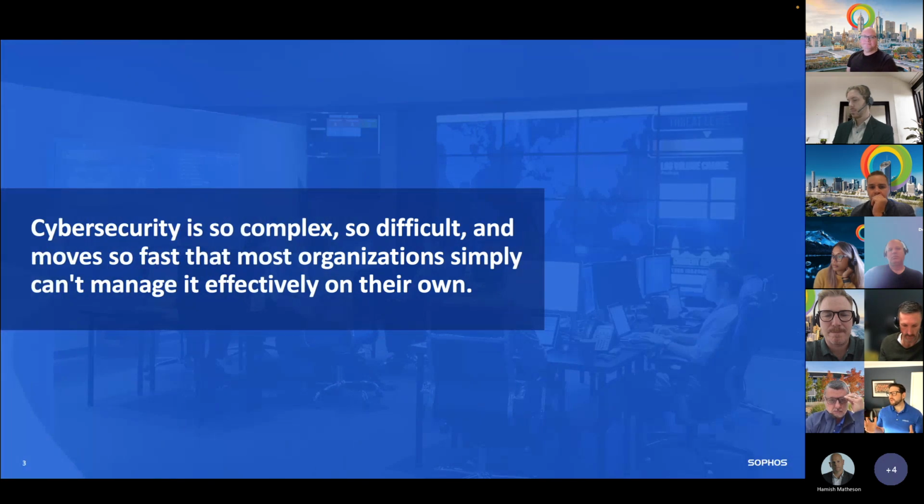All right. So I always like starting with this statement because it really does sum up the entire security market at the moment. And that is, cybersecurity is so complex, so difficult, and moves so fast that most organizations simply can't manage it effectively on their own. It really does sum up what is happening out there in the market at the moment. So when you do these calls to customers, always keep that in mind.